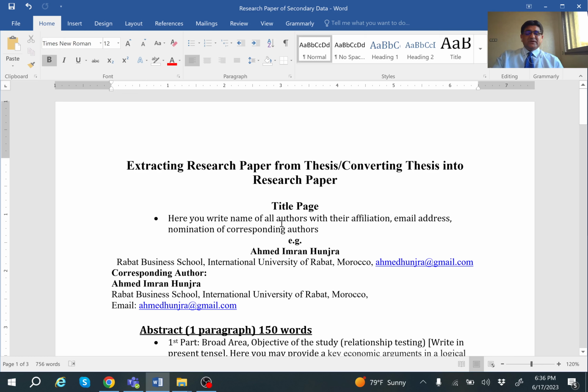Immediately after the name of the first author, you write the affiliation, meaning the university you are affiliated with while producing this work. After providing the affiliation, you write the email address. First author name, his or her affiliation, email address. Then second author name, affiliation, email address. If you have three authors, then the third author name, affiliation, and email address.